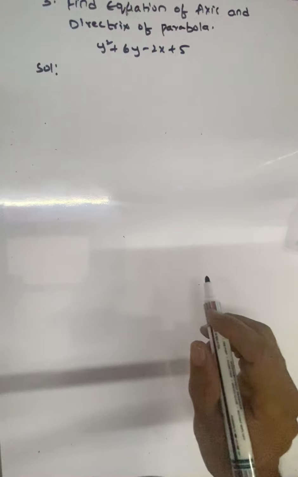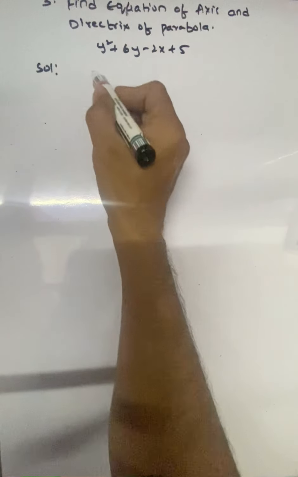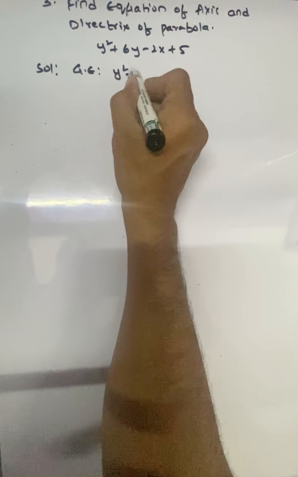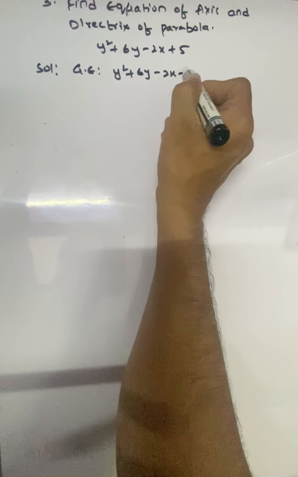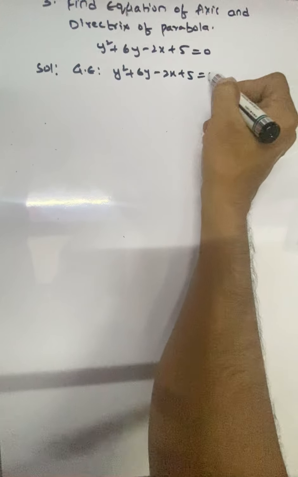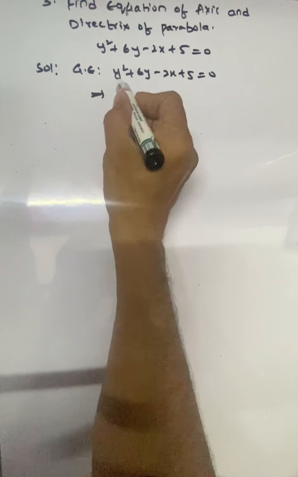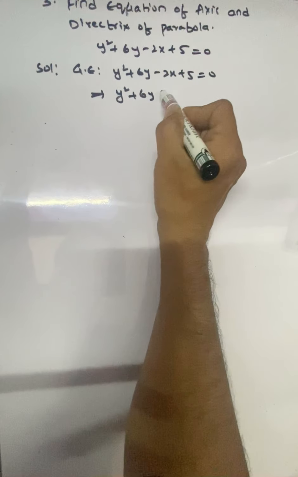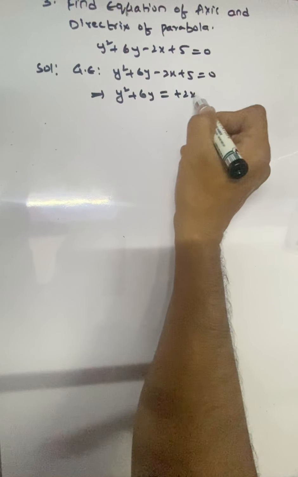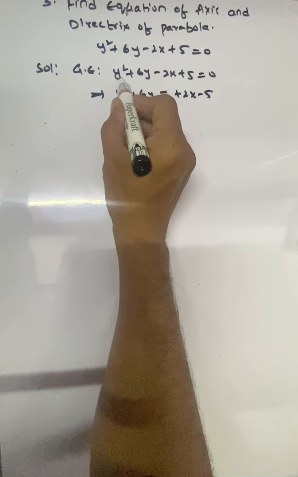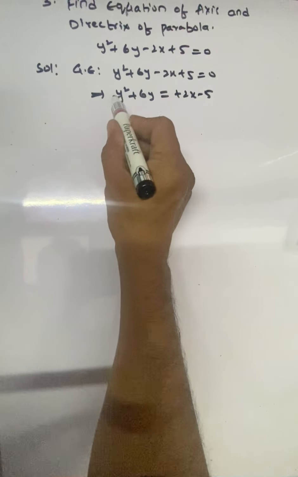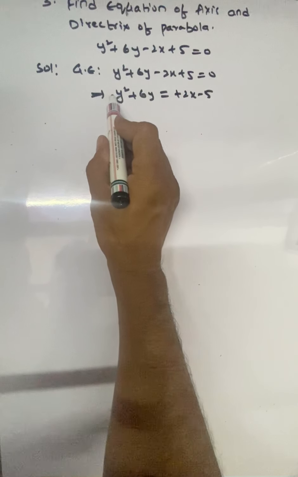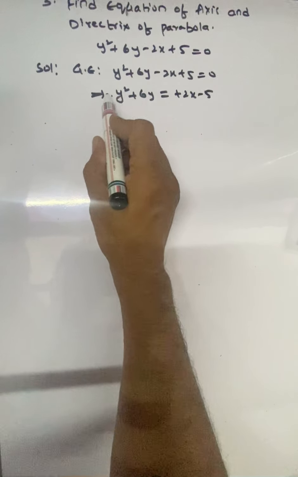Find the equation of axis and directrix of the parabola. First thing we'll do is write the given equation: y square plus 6y minus 2x plus 5 equals 0. Because we find square on the variable y, we should take the y terms, whatever terms with y, on the left side. Then check whether any coefficient is there or not. We don't find any coefficient of y square here, so we will not divide anything.